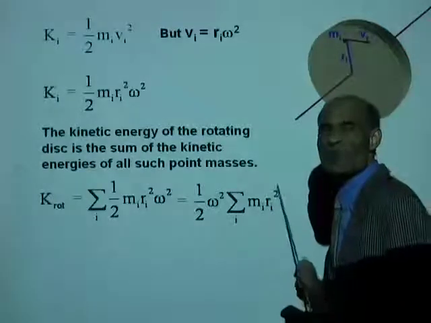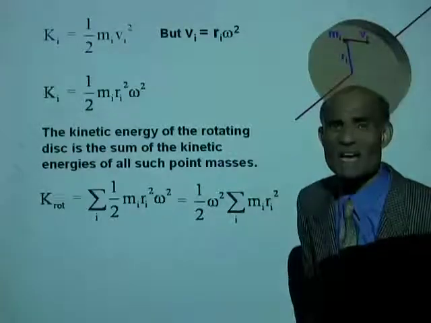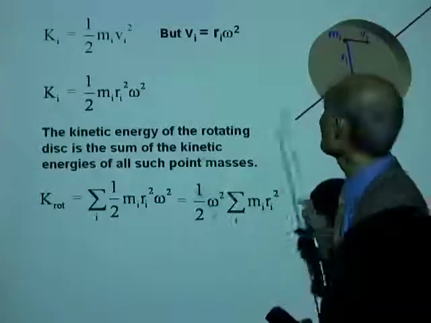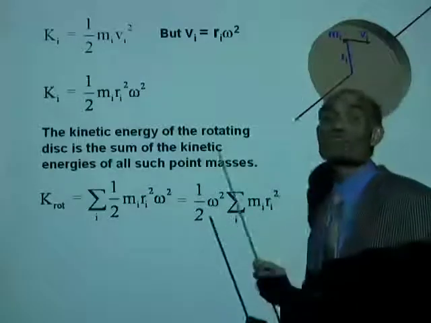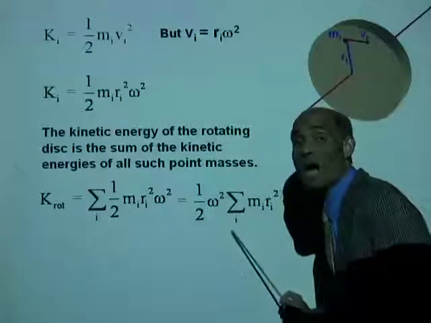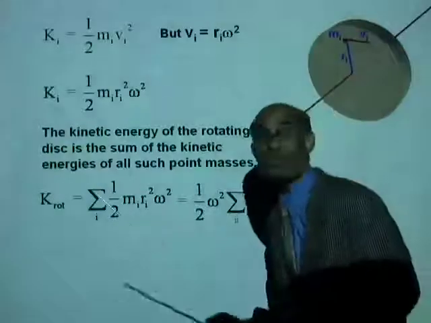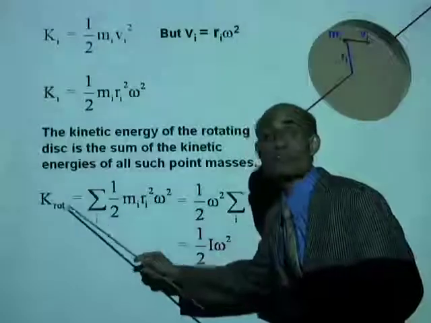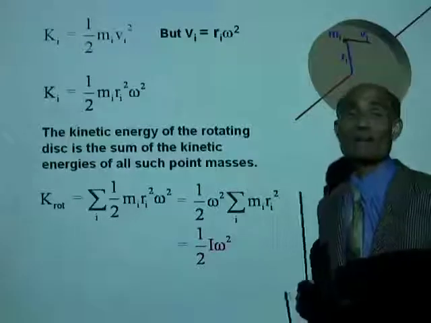What is the name of this quantity? This is a special quantity. We gave it a name. What is that name? The summation over i of m_i r_i squared is the moment of inertia of the rotating disk about an axis through its center of mass. So this is I, the moment of inertia of the rotating object. Therefore, what is the equation for kinetic energy? Kinetic energy of rotation is 1/2 I omega squared.